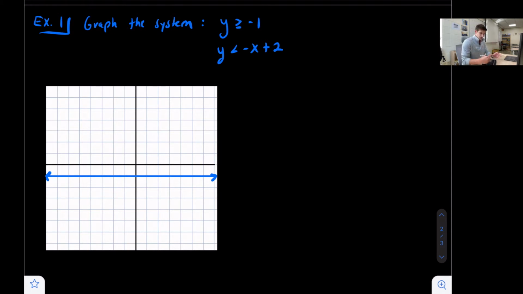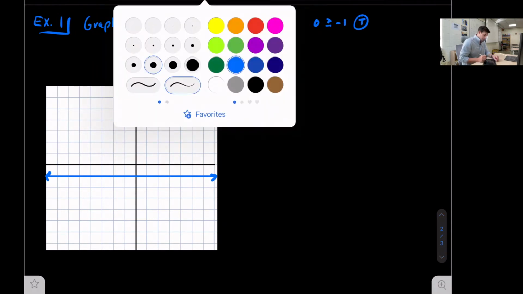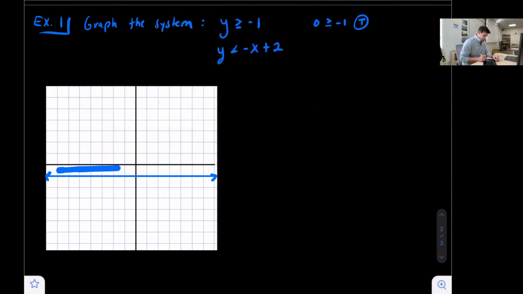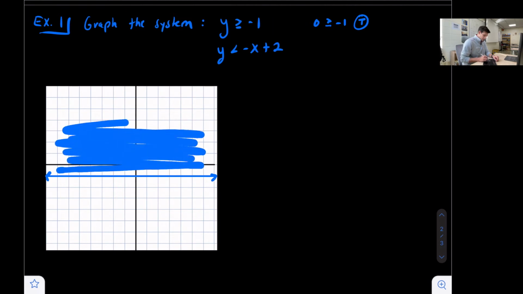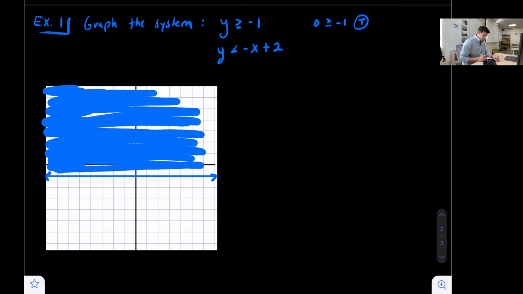But remember, we can choose a test point and plug it in. If we choose the origin as our test point, we would say 0 is greater than or equal to -1, and that is true, right? So we are going to shade above this line, okay? We'll shade this entire region, our whole entire graph, up here above this line, okay?